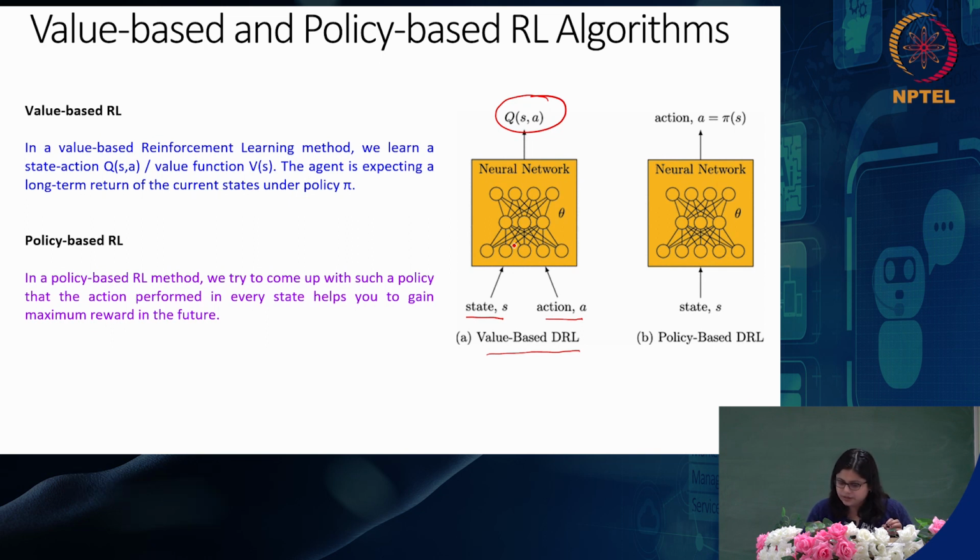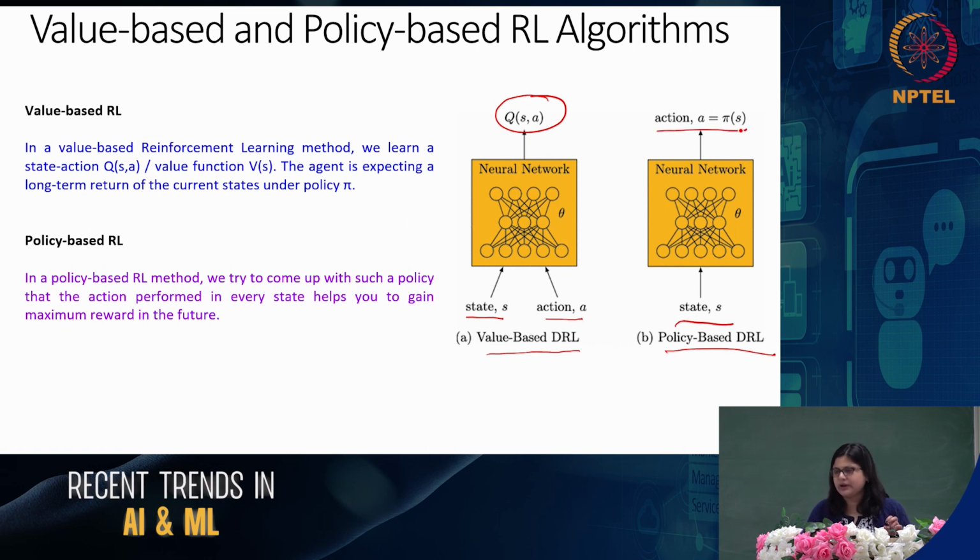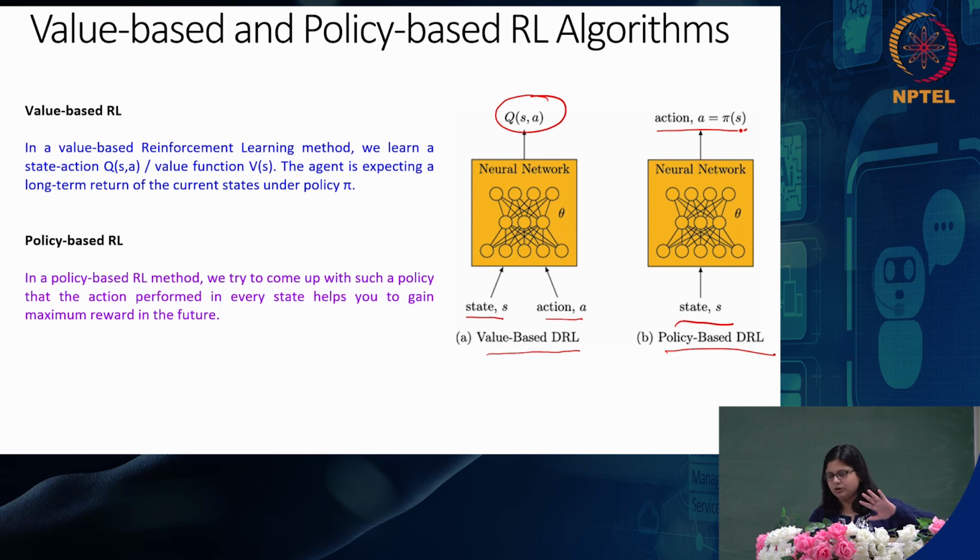This neural network is simply approximating the Q value. But in the case of policy-based DRL, there is no concept of Q value or the value V. It will simply take the input, the state, and then give you directly the output action. So what is the optimal action A? There is no consideration of Q or V. That is the only difference.